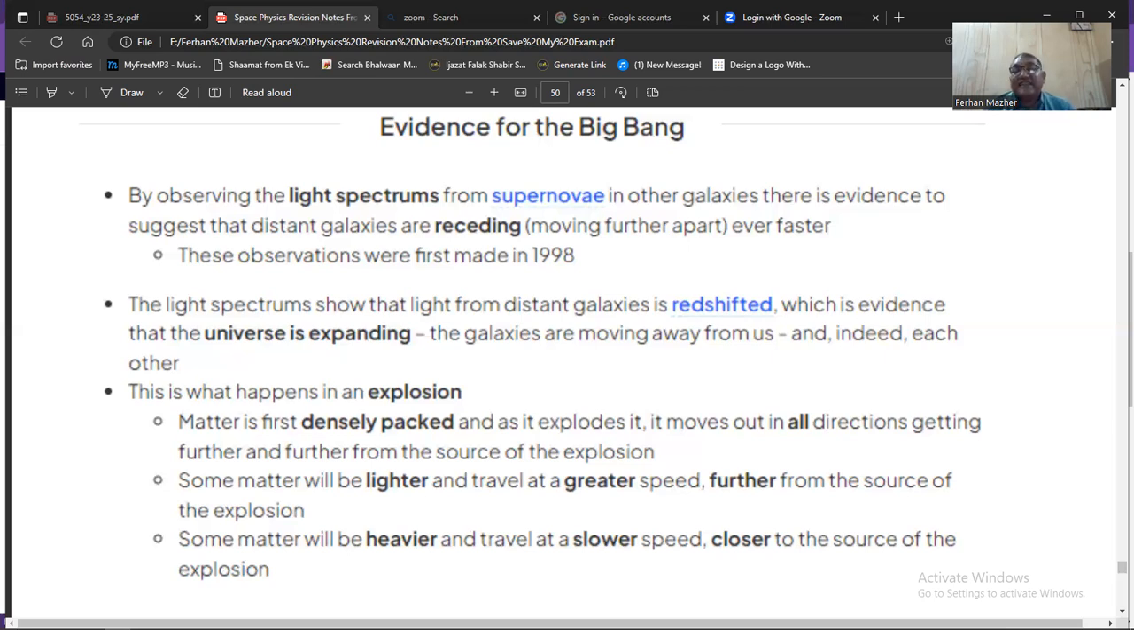This is what happens in an explosion. Matter is first densely packed, and as it explodes, it moves out in all directions, getting further and further from the source of the explosion. Some matter will be lighter and travel at a greater speed further from the source of the explosion. Some matter will be heavier and travel at a slower speed closer to the source of the explosion.